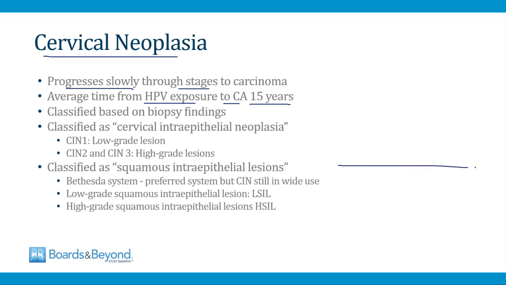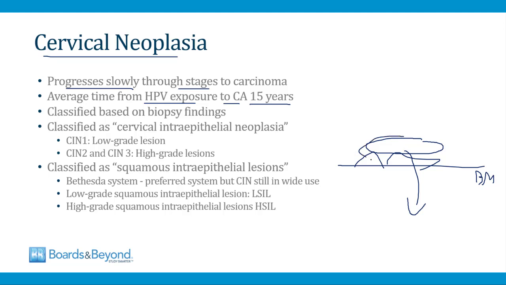Recall that the cervical epithelium has a basement membrane, which I'll draw here as a line, and it has cells piled on top of it. Initially, cervical neoplasia is contained by the basement membrane. We call that intraepithelial neoplasia. It's growing only above the basement membrane. When it breaks through the basement membrane, we then call it cervical carcinoma.